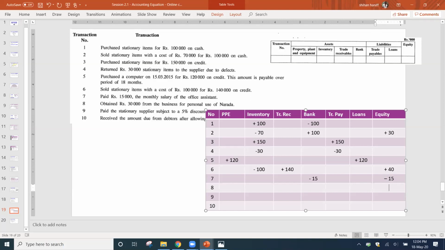Obtain 30,000 from the business for personal use of Narada. So the owner has taken 30,000 for his personal use. So bank balance will reduce and the equity also will reduce. This is drawings.